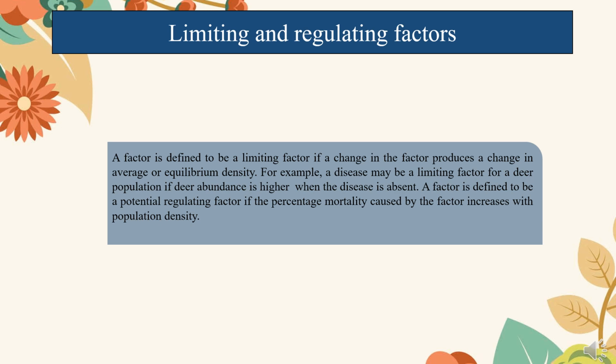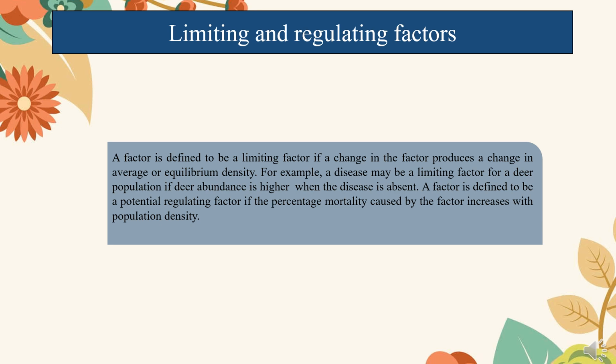Then the third factor is limiting and regulating factors. A factor is defined to be a limiting factor if a change in the factor produces a change in average or equilibrium density. For example, a disease may be a limiting factor for a deer population if deer abundance is higher when the disease is absent.